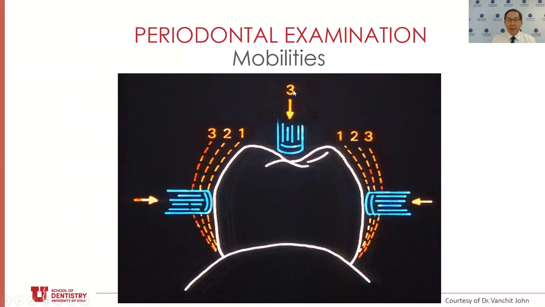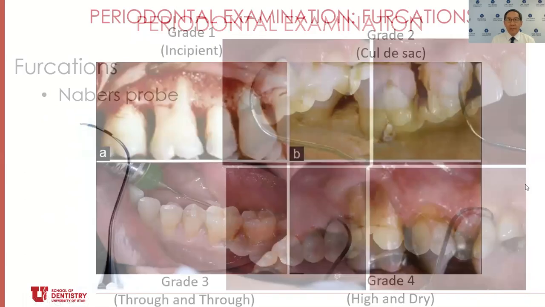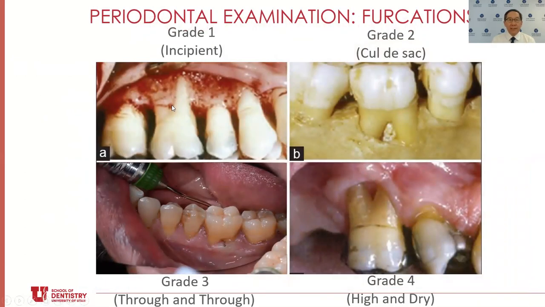Now, something that's very important, check for the vertical mobility, the depressibility in the socket. If you have depressibility as you push up and down vertically on a tooth, that's automatically a grade 3. And check furcations. We teach using the Nabers probe to check the furcation involvements of teeth. And quick reminder, a grade 1 furcation is incipient, is just starting. You can actually see grade 1 furcations in stage 1 and stage 2 periodontitis patients. But once you get to grade 2 or 3, you're automatically into a stage 3 or 4 periodontitis condition.